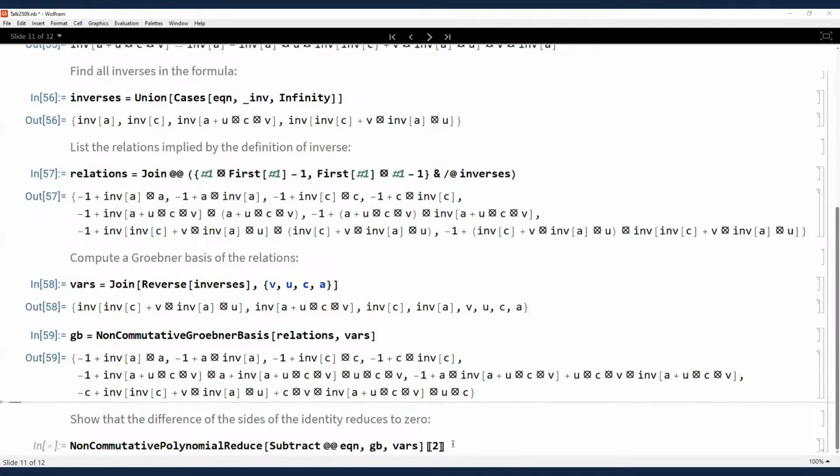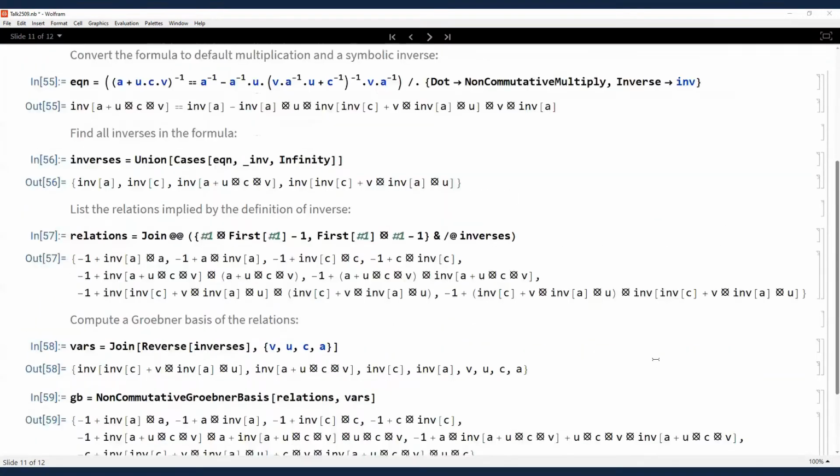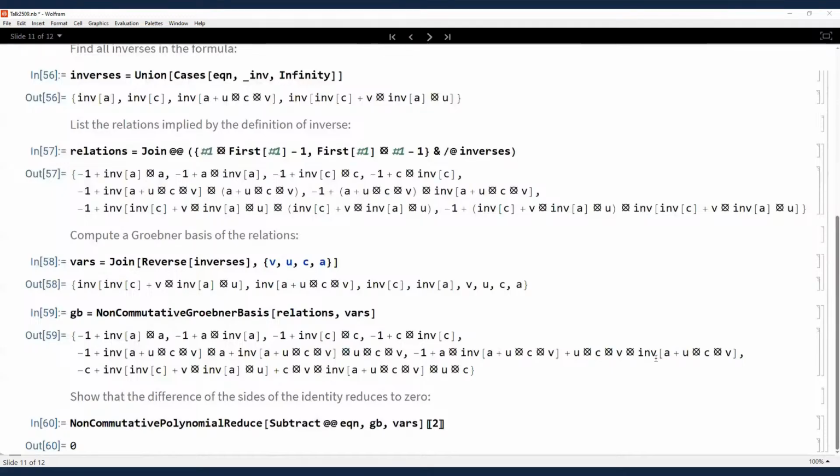And now we show that the difference of both sides of the identity reduces to 0. So we have proven that the identity is true for any algebra.